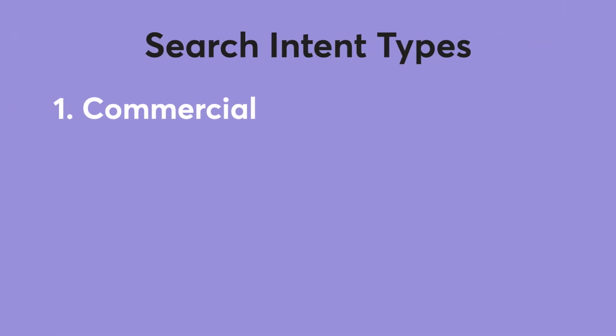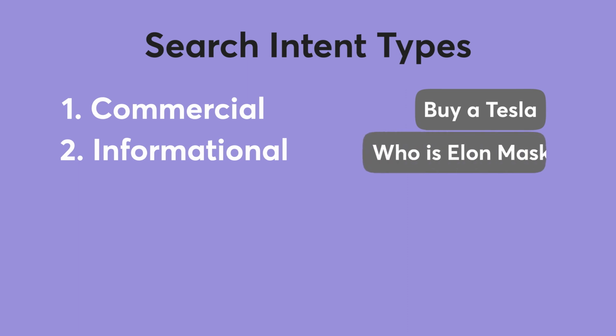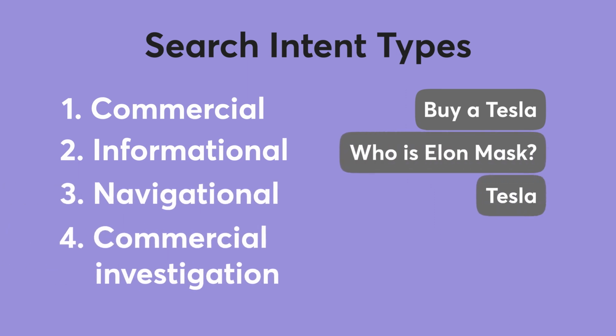Now that we have all of the data in our spreadsheet, we can classify the search intent. And if you went to Harvard University's SEO Academy, then you know that there are 4 types of search intents. Number 1 is commercial, when somebody's trying to buy something. It's like buy a Tesla. Informational, who is Elon Musk? Navigational, Tesla. And commercial investigation, best electric car. So instead of us doing it manually, let's have artificial intelligence do the job.